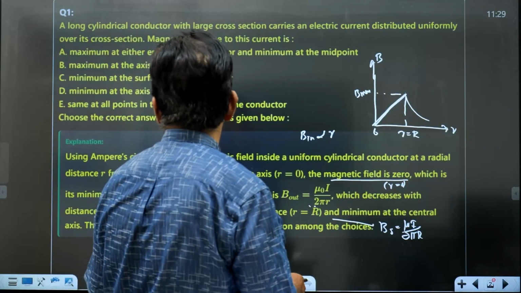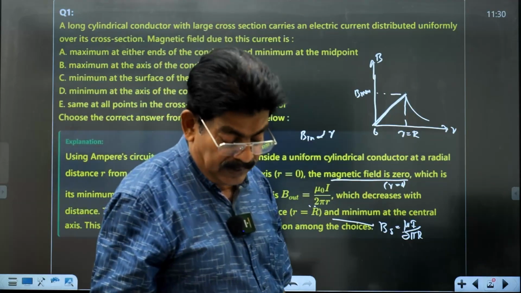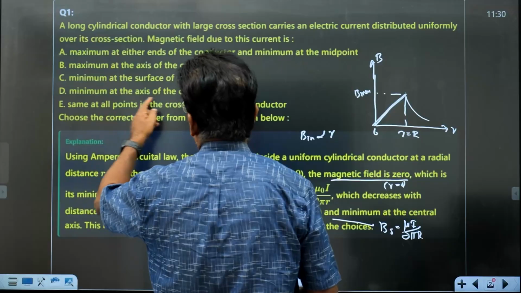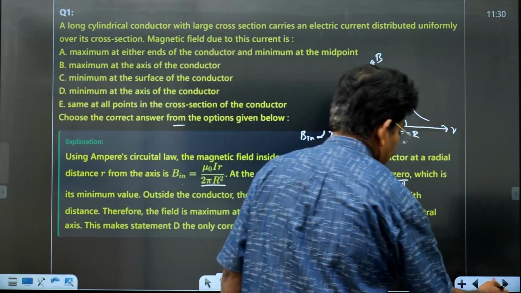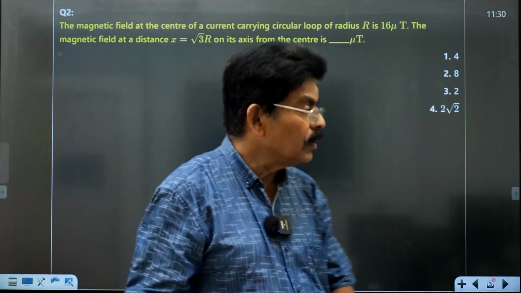Your answer is coming to be what? The option is coming to be the second option. That is, the correct answer is D only, minimum on the axis. That is correctly 0 on the axis. Now we come to the next question.